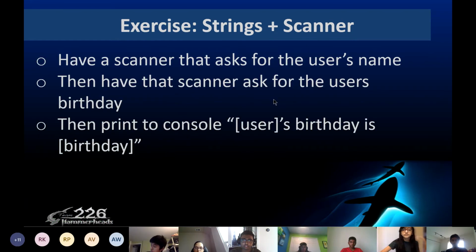All right, so here we have an exercise. First make a scanner and then ask for the user's name using System.out.println, and then have that scanner ask for the user's birthday, and then print to the console whatever you got for the user's name and the user's birthday. All right, so this might take a little bit longer, so we'll give you 6 to 7 minutes on this.